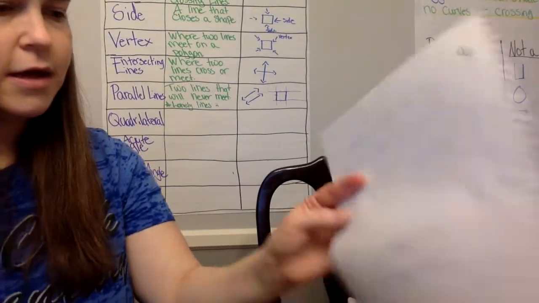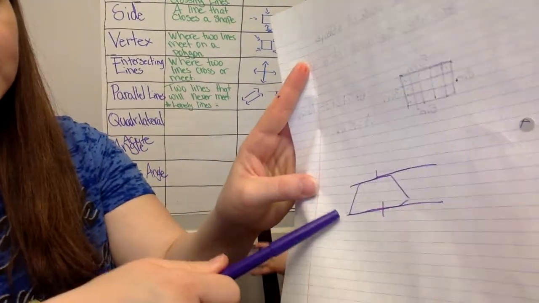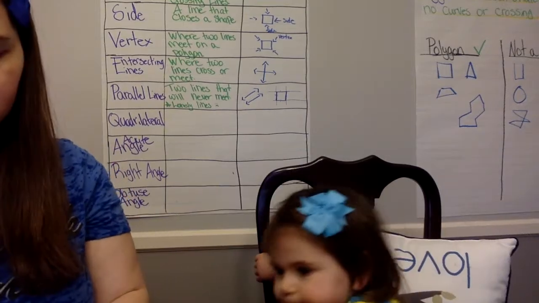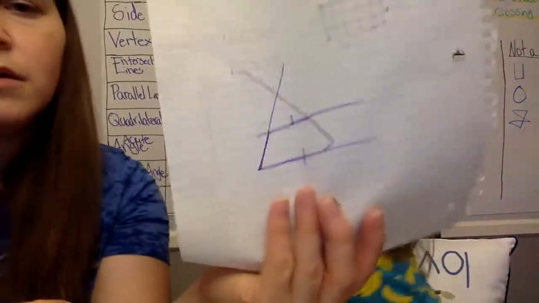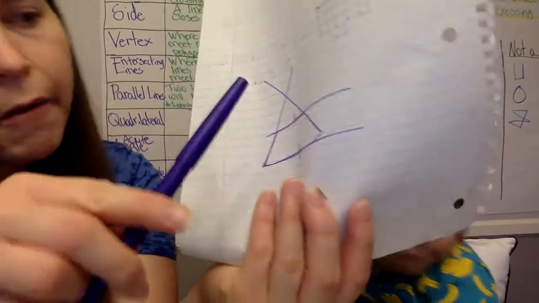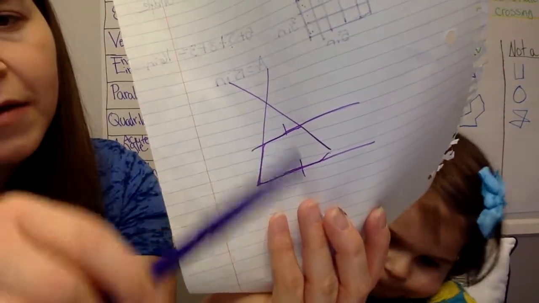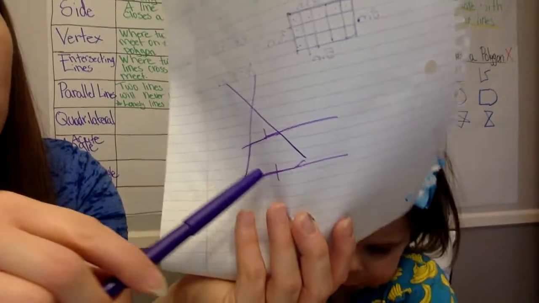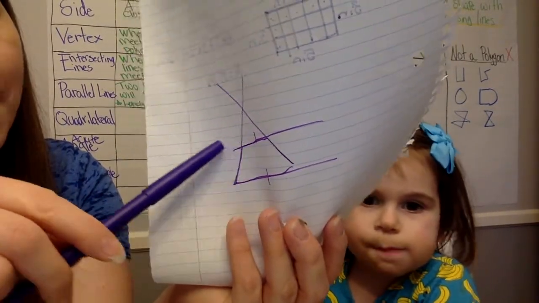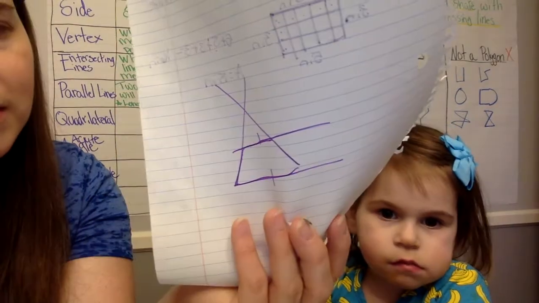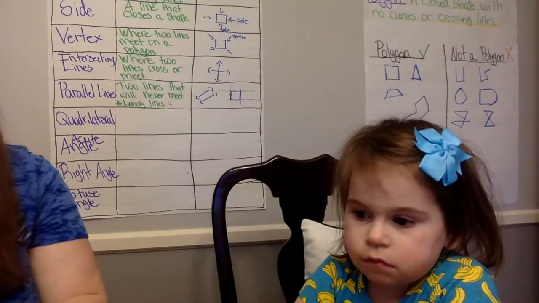Okay, hold on, Melissa. Now, if I were to trace these lines, they will eventually meet and cross right here. So those are not parallel. So this shape, trapezoid, has one set of parallel lines, this one and this one. This one and this one are not parallel because they will meet and cross eventually.